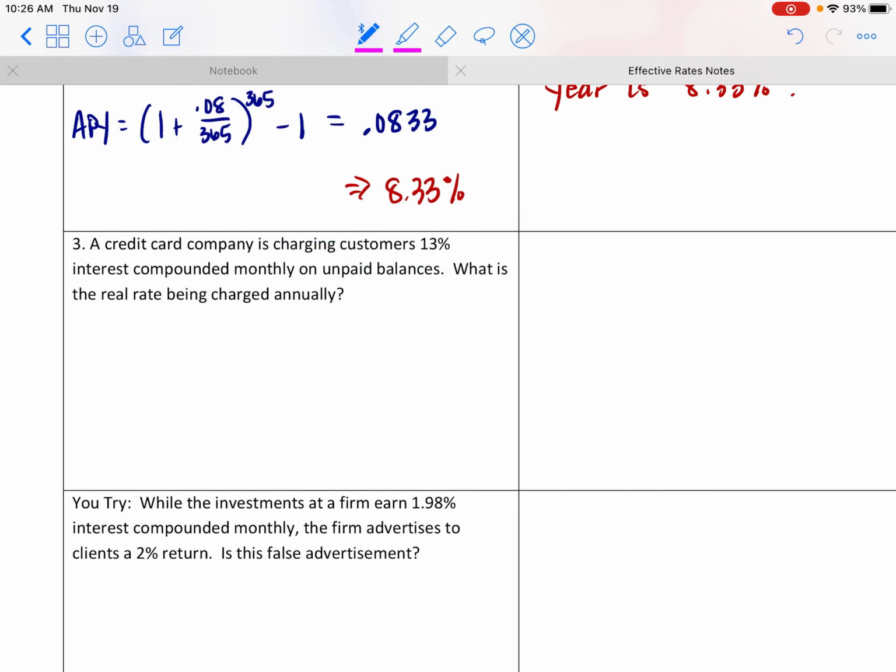Again, the wording is different, but it's asking for what is the real rate. The real rate is the effective rate, and again, it says annually here, so we're looking at 1 year, so that is what is the effective annual yield or rate. All these words mean the same thing, okay? So 13%, that's 13 out of 100, or 0.13, and it's compounded monthly, which tells us that n is going to be 12. So our APY is going to be 1 plus, we're going to go with 0.13 over 12 this time, raised to the 12th power minus 1.